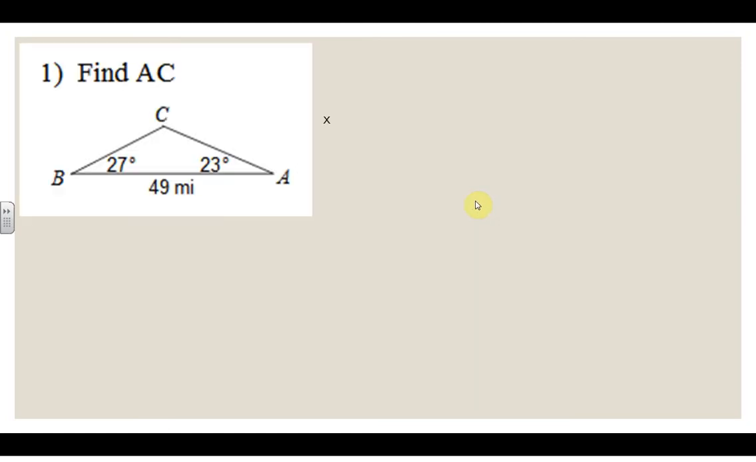Okay, so here we go. They want you to find the length of AC. So AC is here. What am I given? If I'm doing law of sines, which we know we're doing because this video is about law of sines, I need to do sine of 27 over x. I can call that x. But I don't have a side to go with this angle.